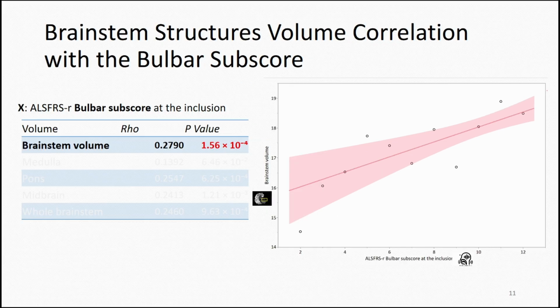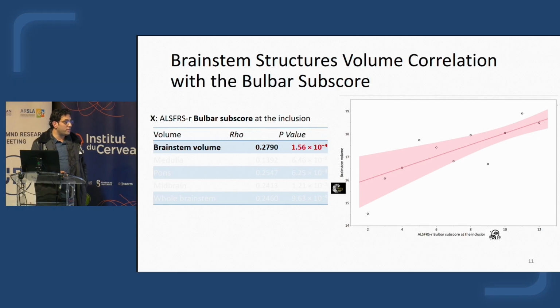Now, this slide demonstrates the correlation between the brainstem volume and the bulbar function measured by the ALSFRS-R score. We see here a significant positive correlation between the brainstem volume and the bulbar subscore going up, which could be a clinically significant correlation. That means the higher the volume, the better the function is. These points are the mean of the values at each point of the ALS.